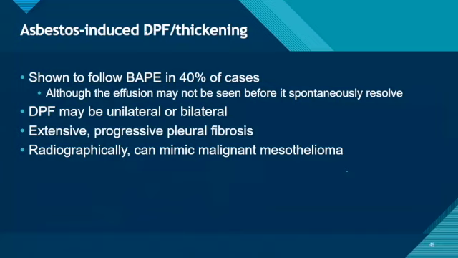Asbestos-induced diffuse pleural fibrosis or diffuse pleural thickening normally follows BAPE in about 40% of cases. But in most cases, the effusion may not be seen before it spontaneously resolves. It can be unilateral or bilateral, commonly involving the visceral and parietal pleura, and frequently the costophrenic angle. It's an extensive progressive pleural fibrosis and can mimic malignant mesothelioma radiographically. However, compared to mesothelioma, it doesn't give rise to significant thickening of the mediastinal pleura. And commonly, you may need to do either a PET, CT, or MRI imaging or biopsy to make sure that you're not dealing with malignant mesothelioma.